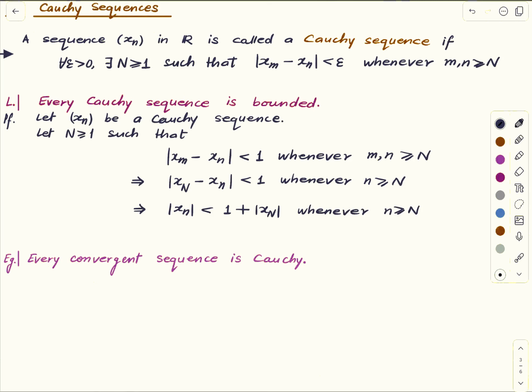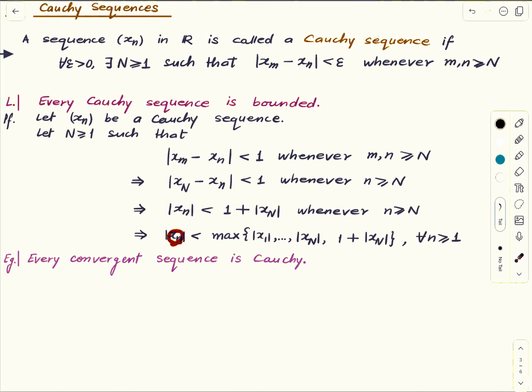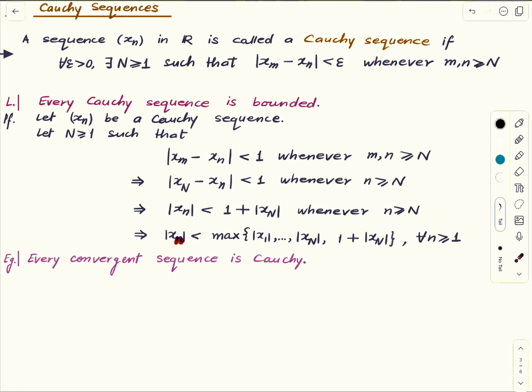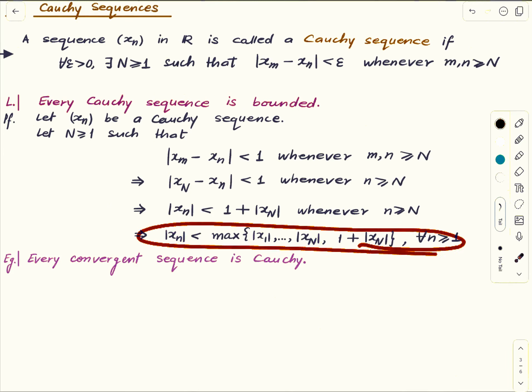Right, and lastly, that concludes that the sequence xn is bounded. So why does the last thing happen? Well, if little n is at least capital N, then this bound works simply because of what we showed above. And if little n is smaller than capital N, then one of the finitely many maximum terms dominates it. So it's a very simple thing.